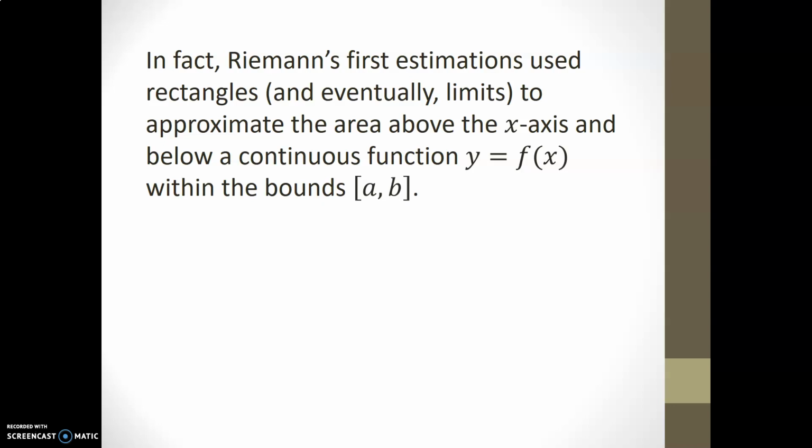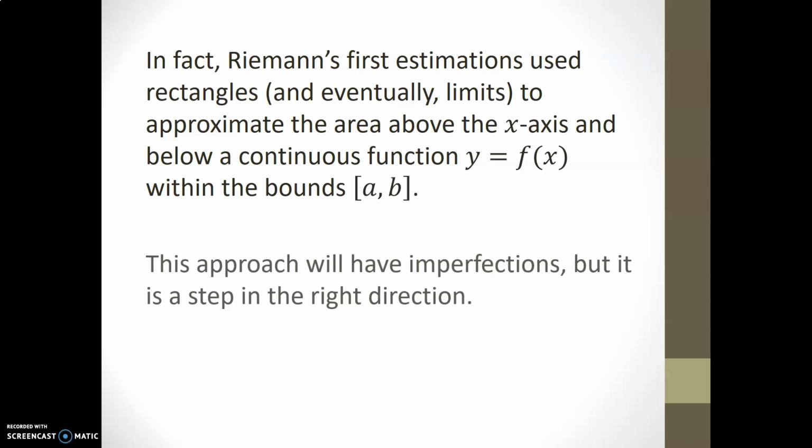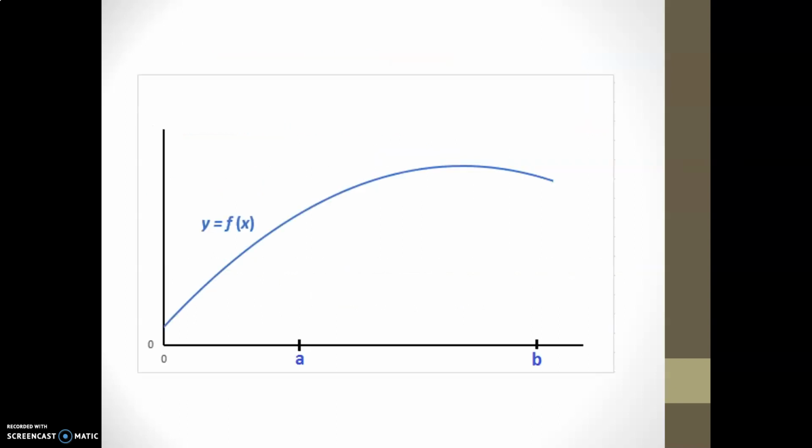In fact, Riemann's first estimations used rectangles and eventually limits to approximate the area above the x-axis and below the continuous function y equals f of x, while remaining within the bounds a to b. This approach will have imperfections, but it's certainly a step in the right direction.